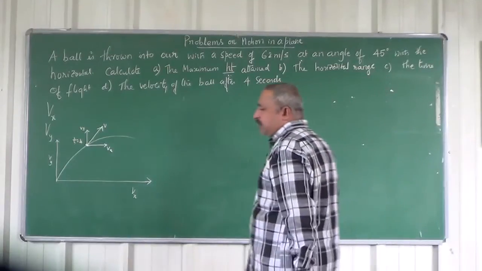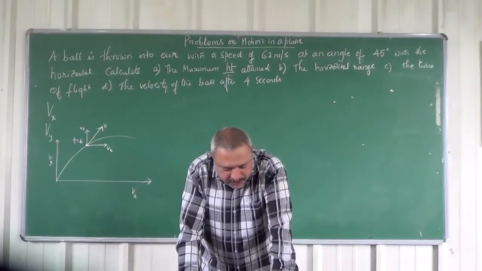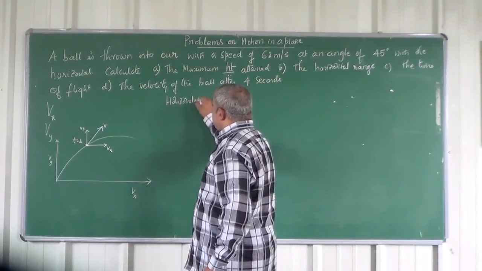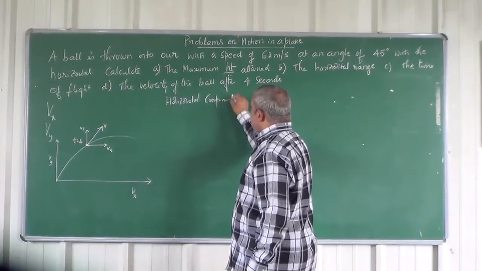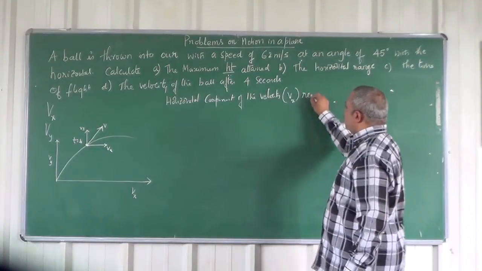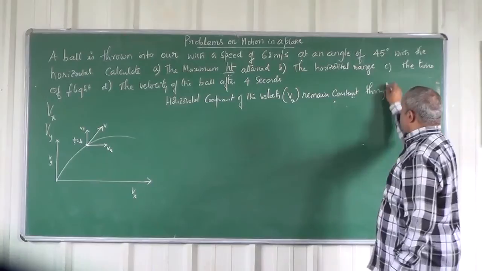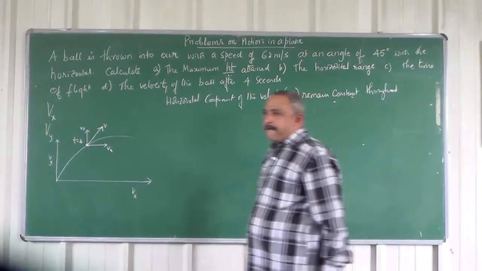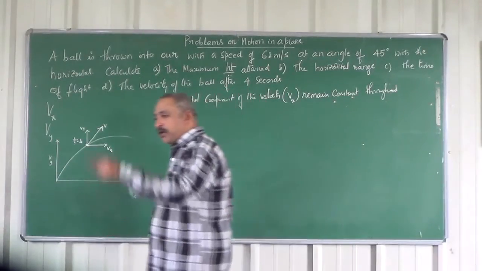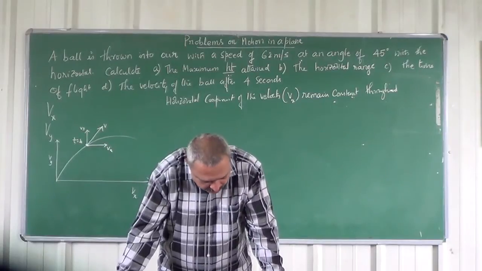First let us find out the horizontal component right now. The horizontal component of the velocity, in bracket Vx, remains constant throughout, because it is non-accelerated motion. Write that also.